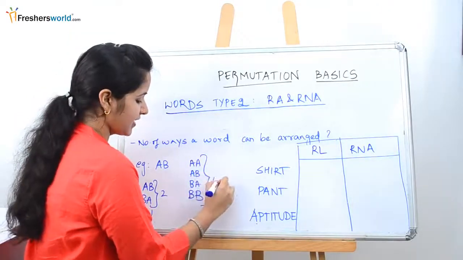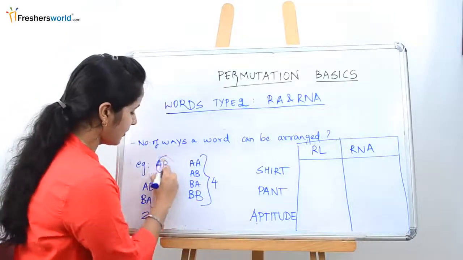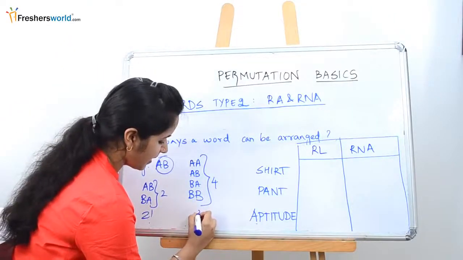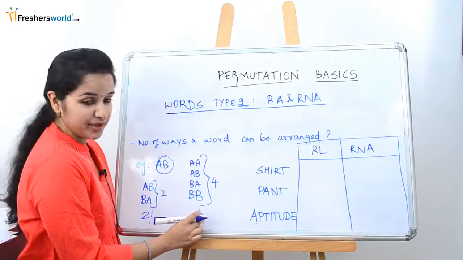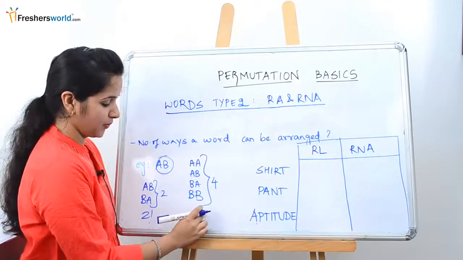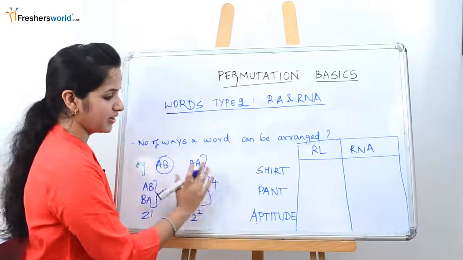So here we can say it is being arranged in 4 ways, which is nothing but the number of letters to the power of the number of repetitions we have, so 2 power 2. This is the difference between repetition not allowed and repetition allowed.